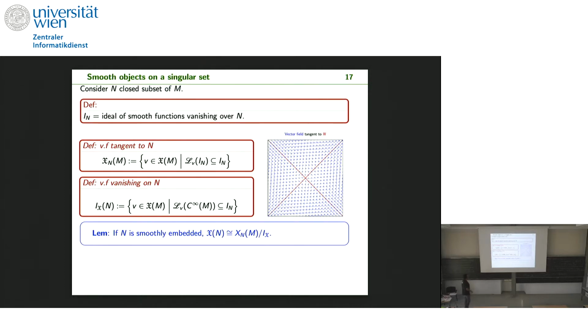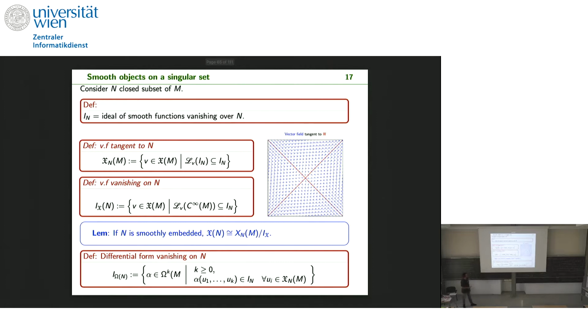And when N is smoothly embedded, you can interpret the vector space of smooth vector fields over N as a quotient of the vector fields tangent to N modulo the vector fields vanishing on N. And out of this data, you can also introduce the notion of differential form vanishing on N.